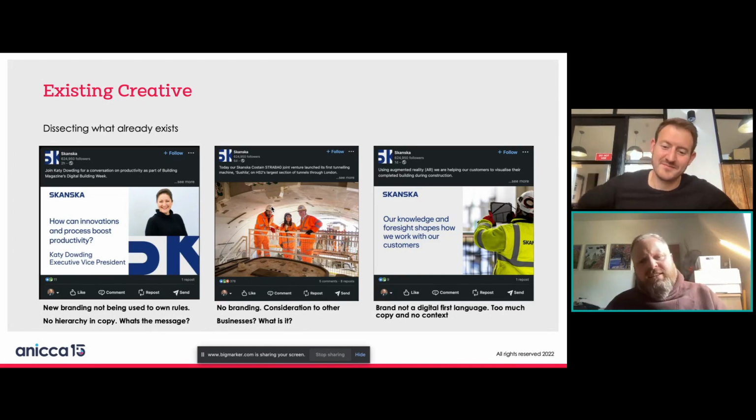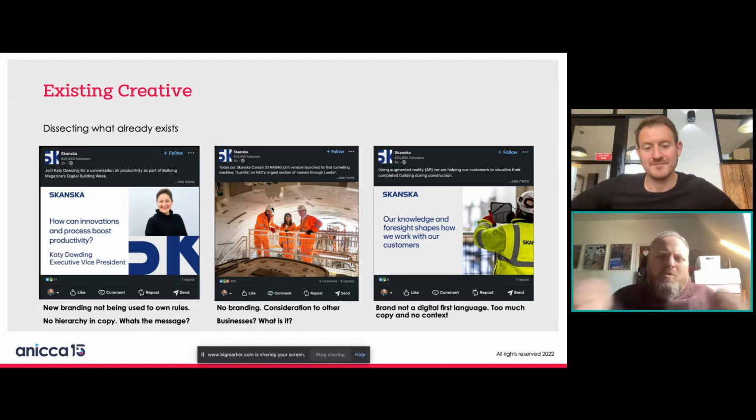And people fall into this trap all the time because they're like, well, we had branding on our last post. Well, I assure you, the users don't care, because they're scrolling through and they've scrolled straight past this. They've seen HS2. They haven't seen Skanska. They haven't associated that post with you. You've done all that work for nothing.